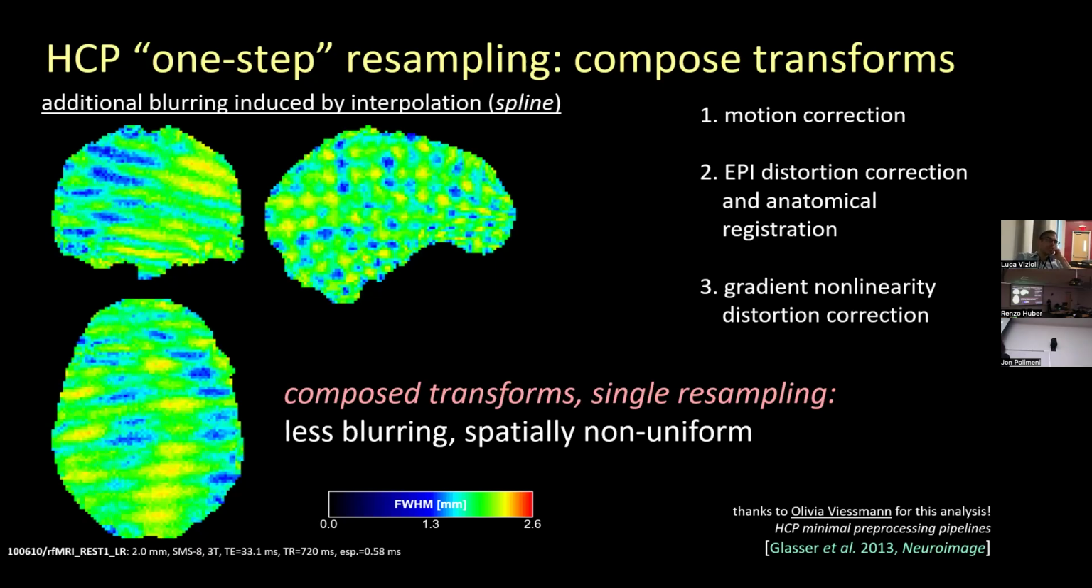Again, the idea is that it's hard to not interpolate your data at all, right? I think you generally have to do at least one resampling of your fMRI data. The point is to try to limit that to the single resampling to avoid, or at least minimize, this blurring.